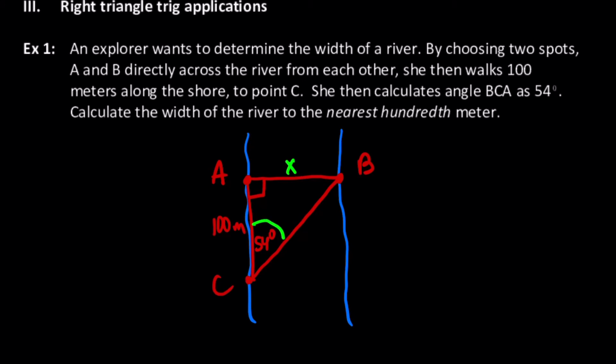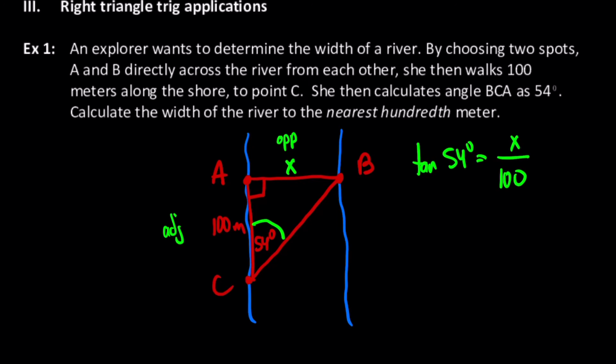Here's my angle. Across from the angle is opposite. You don't have to write this down, I'm just reminding you guys. And then next to it is adjacent. So with opposite and adjacent, we have tangent. The equation would be tangent of 54 degrees equals X over 100.